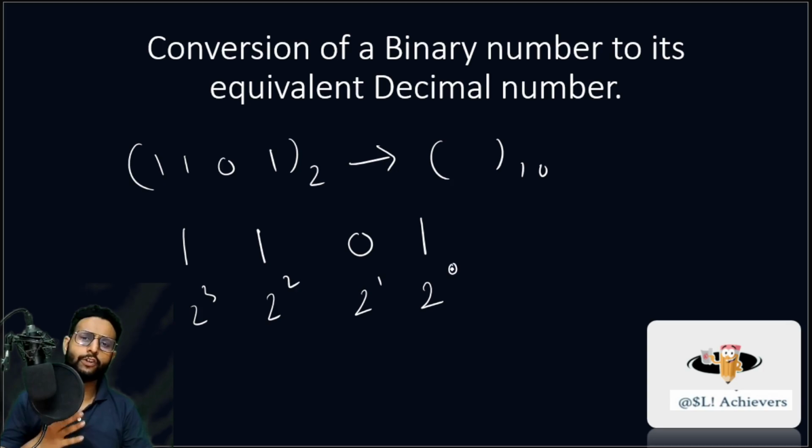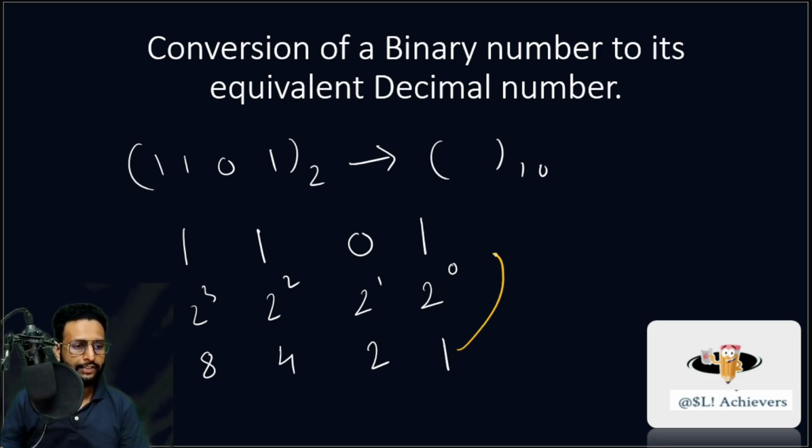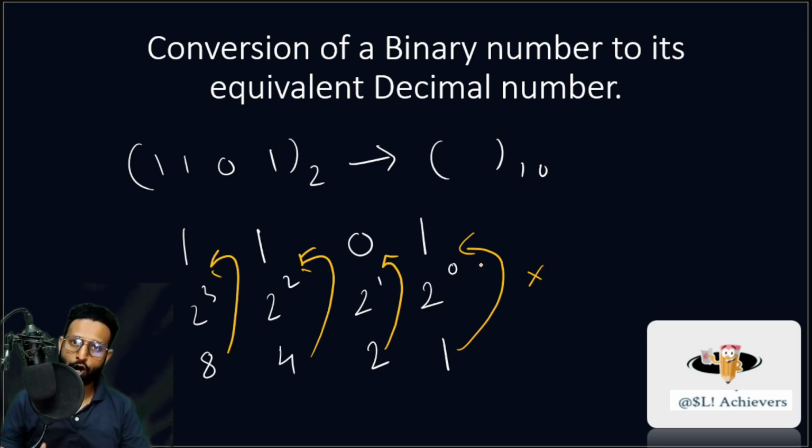Okay, now you know the values of these things. First of all, to the power 0 equals 1, then to the power 1 equals 2, to the power 2 equals 4, then 8. Okay, now you have to multiply these results with these digits. You have to multiply it. So what we get: 1, then 0, then 4 and then 8.